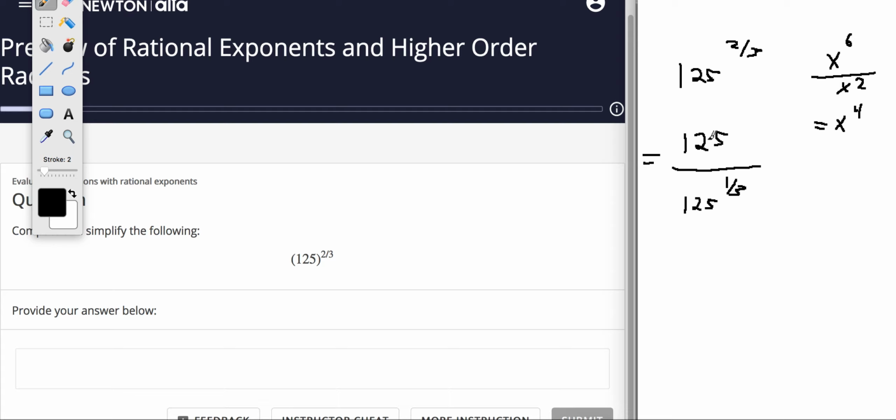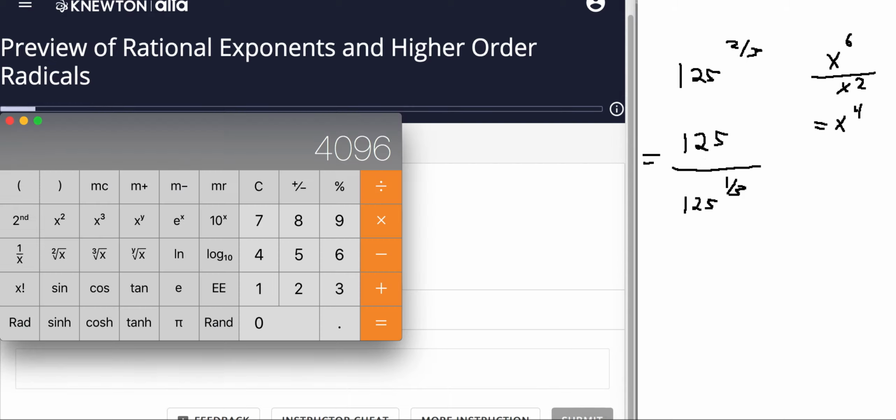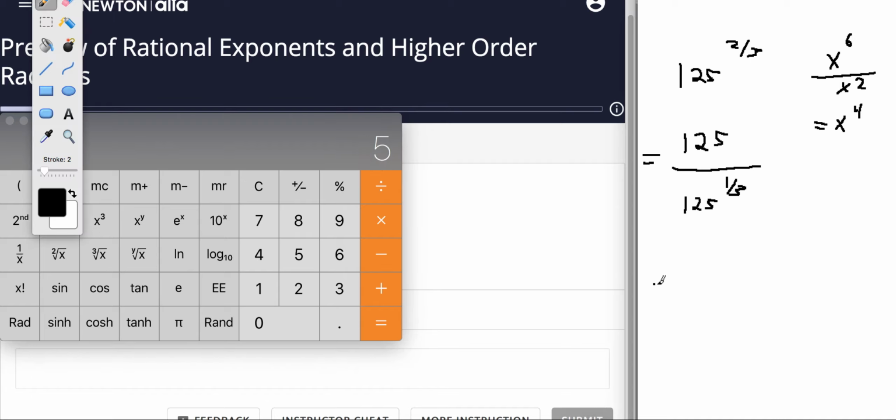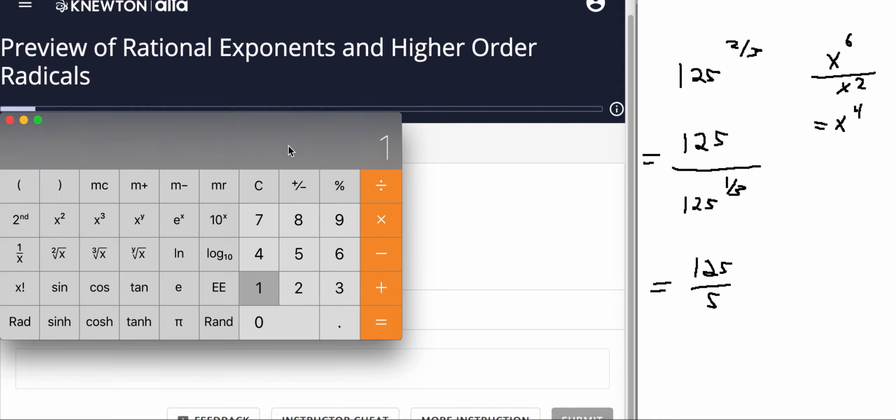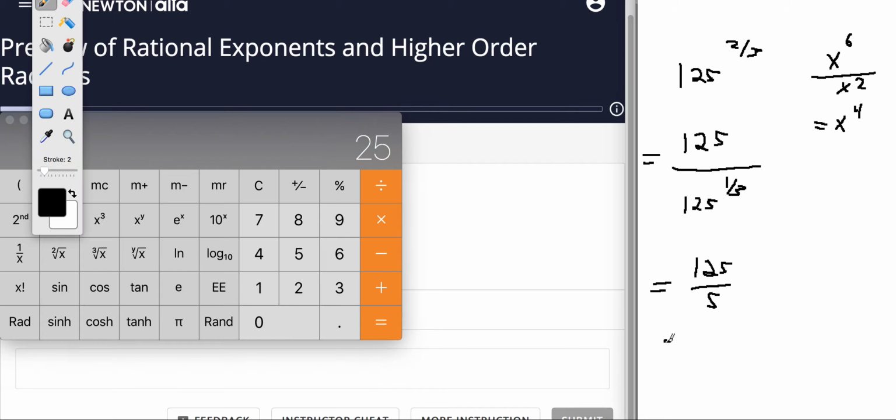The 125 is to the first power. The 125 is to the 1/3 power. So 1 minus 1/3 makes 2/3. So I took it and rewrote it in terms we can understand better, because now 1/3 means cube root. You can get that in your calculator by typing in 125 and then hitting the cube root button. So the top is just 125 to the first, the bottom is 5, so we get 25 for our answer.